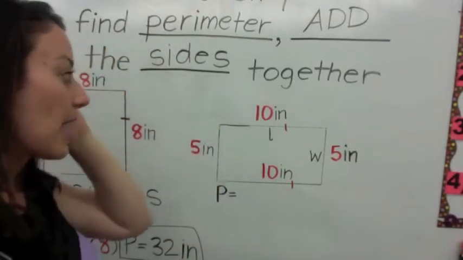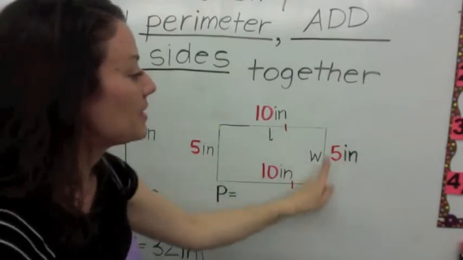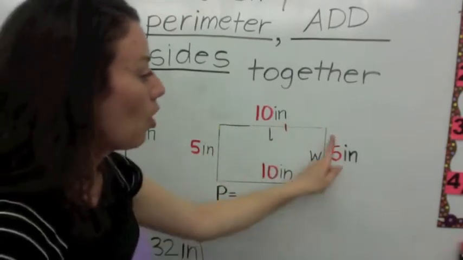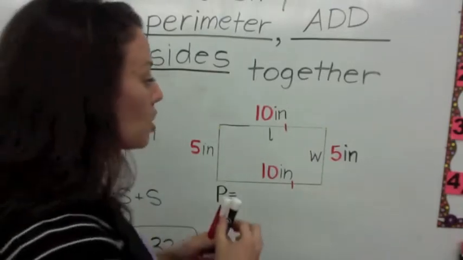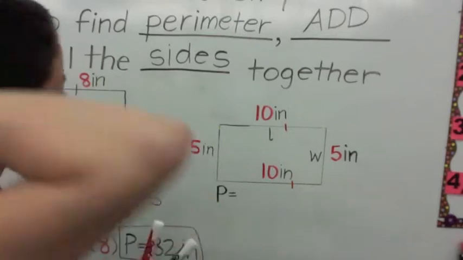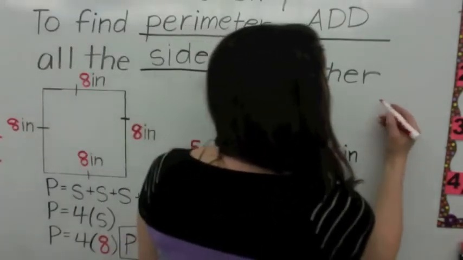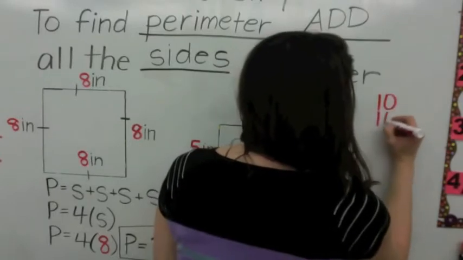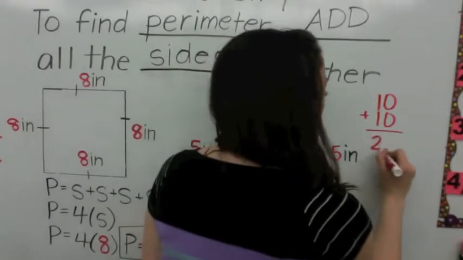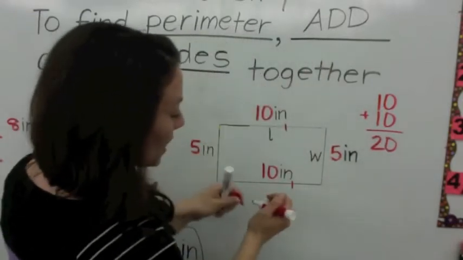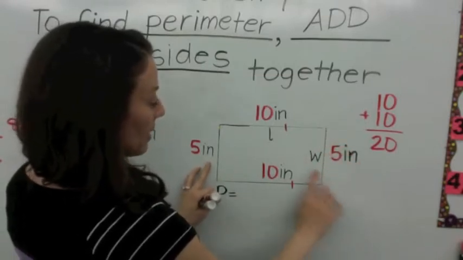So we have a rectangle. We are asked to find the perimeter, the distance around this shape. What would you have to do to all the sides? You have to add them together. So it would make sense to add these 2 congruent sides first, 10 plus 10, which is 20. So the lengths together are 20. And then we add the width, 5 and 5.